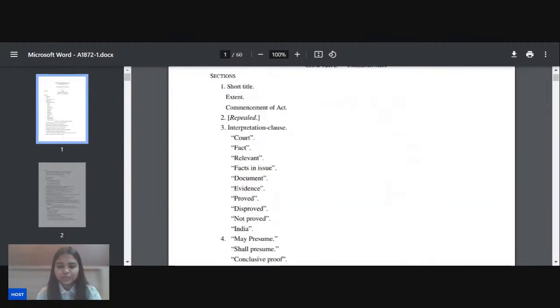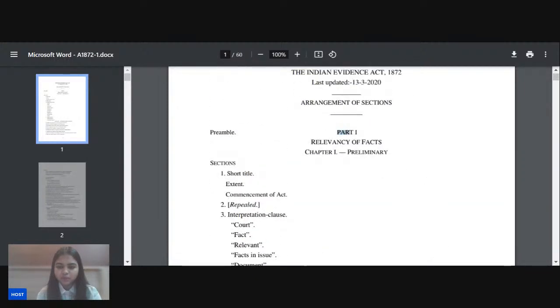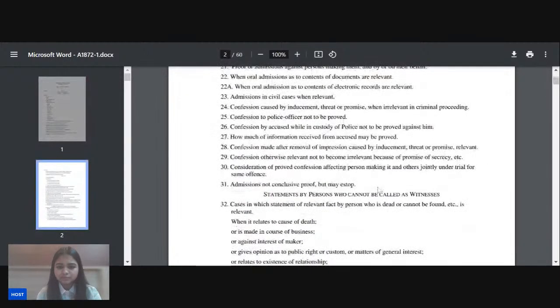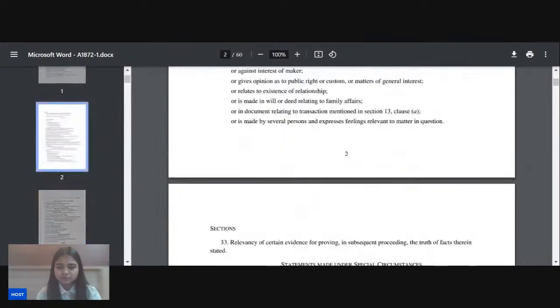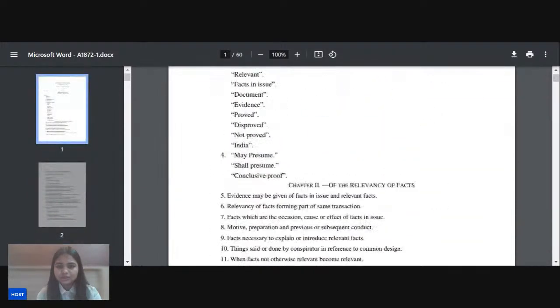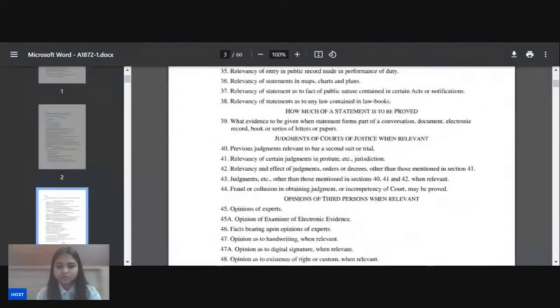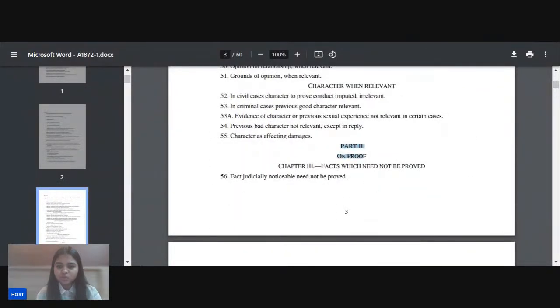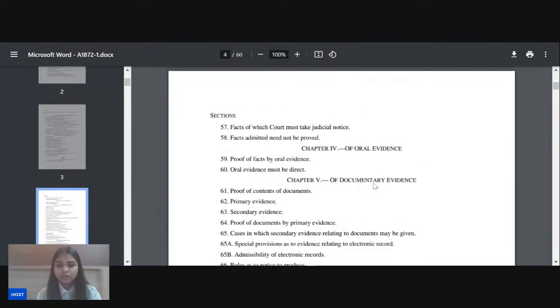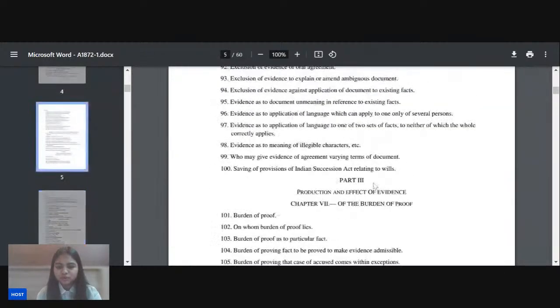I hope you all know that there are three parts. Part one is relevancy of fact. Part two is on proof. And part three is production and effect of evidence.